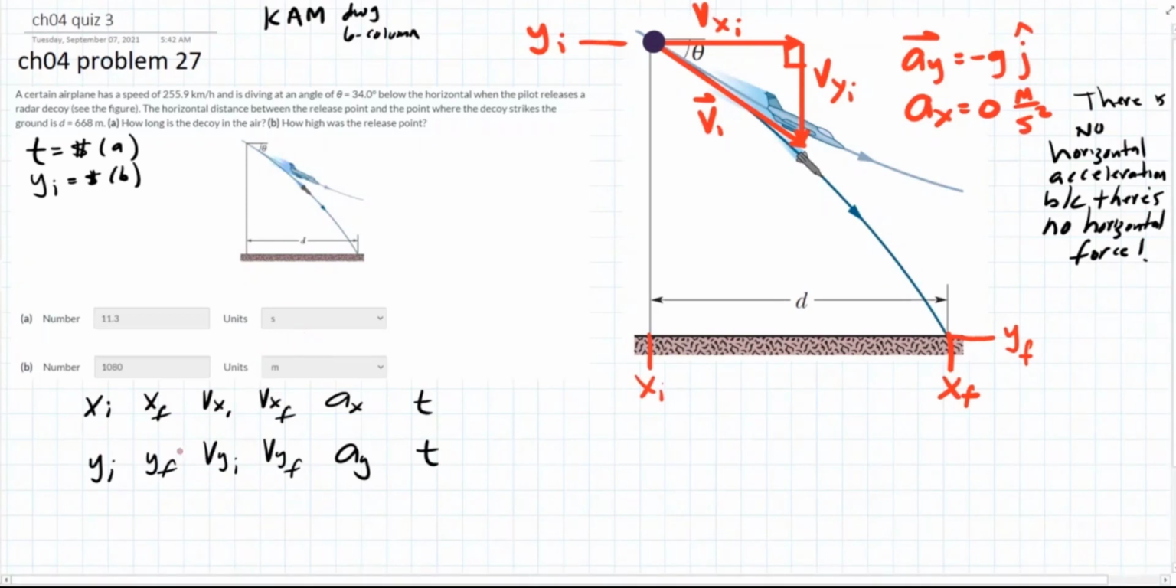What's X initial? 0. So this is where you can be clever. What's X final? X final is given. X final equals D. They give you this variable D right here. For me, it's 668 meters. What's Vx initial? You know what that is? I better switch pens here. In fact, I'm going to move over. So it's trig time here. I'm going to space this out a little bit better.